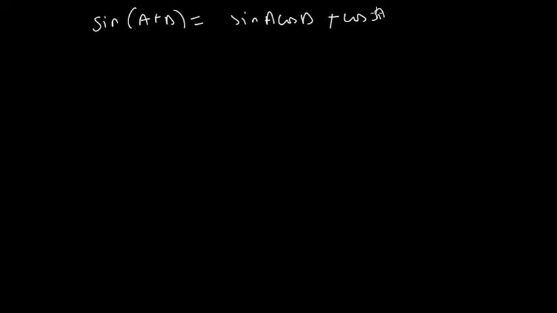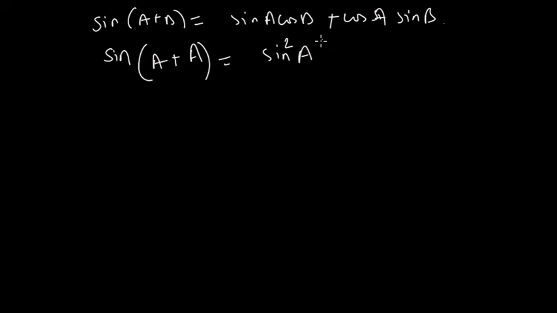Now let's see. sin(a plus b) is equal to sin a cos b plus cos a sin b, right? Now this is the proof. So from this we can derive so many formulas. See, if instead of b I substitute a, then this will become what?